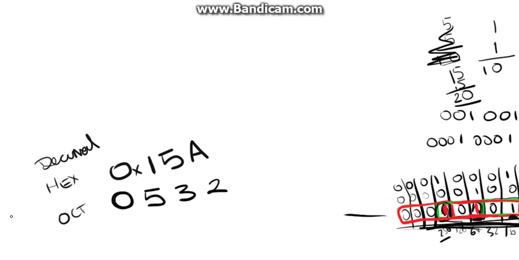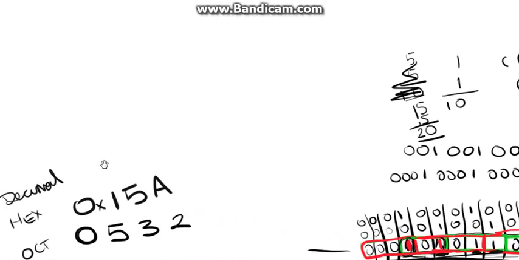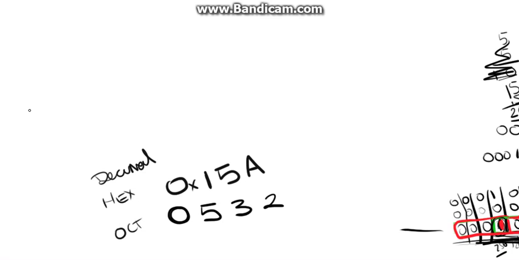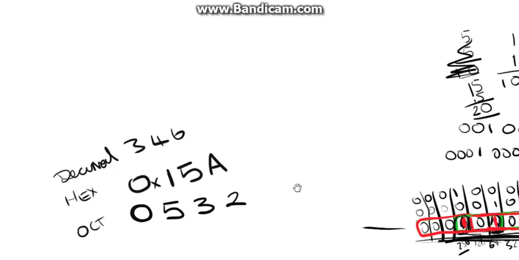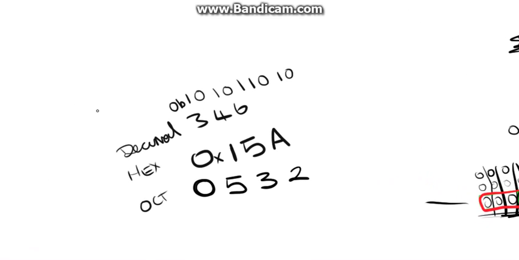And as we know, in decimal it was 300, my memory's gone, 346. If I go over here, I get my pen, and I go 1, 0, 1, 0, 1, 1, 0, 1, 0, and I stick a B and a 0, and this therefore is binary.